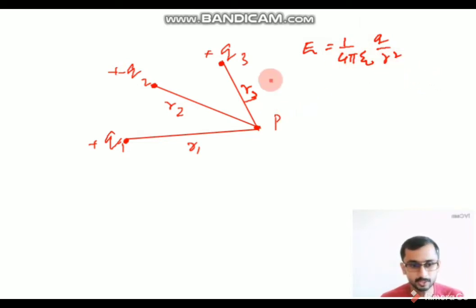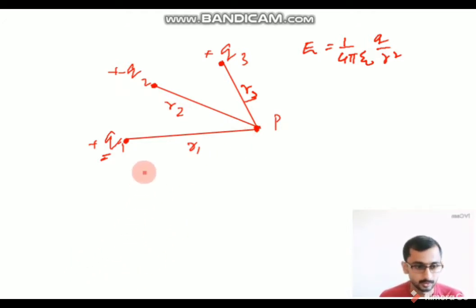So if you apply that for a system of charges, then the net electric field at this particular point is nothing but the sum of the electric fields due to these individual charges. So field at point P due to q1, plus field at point P due to q2 and due to q3. So how to get an expression for that now?